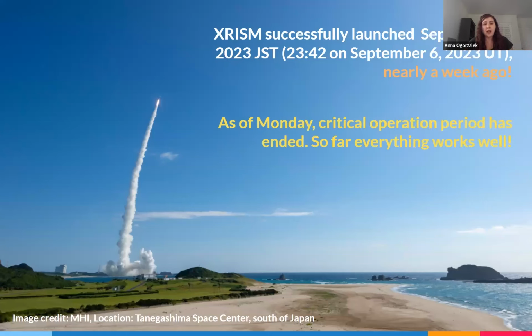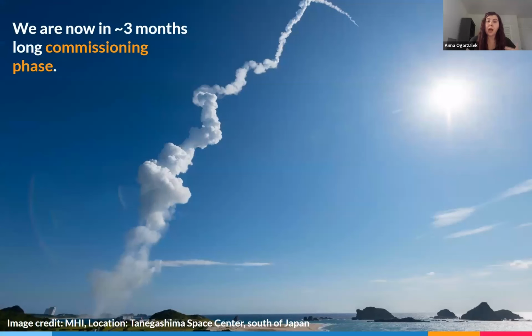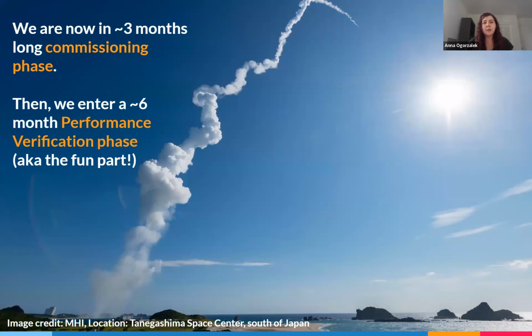I'm also happy to announce that as of just this Monday, we are officially out of the critical operations period, which means that the most important things like power generation from the solar panels, ground communication, attitude control, and so on, are working well. So what happens now? We are now in the commissioning phase, which should hopefully last about 3 months. This is where every function of the satellite will be tested, and every subsystem will be turned on and checked out. Then after that, JAXA will take over, and we will enter the performance verification phase, or as I think of it, the fun part. This is when astrophysical targets will be observed and the science team gets to analyze the data.